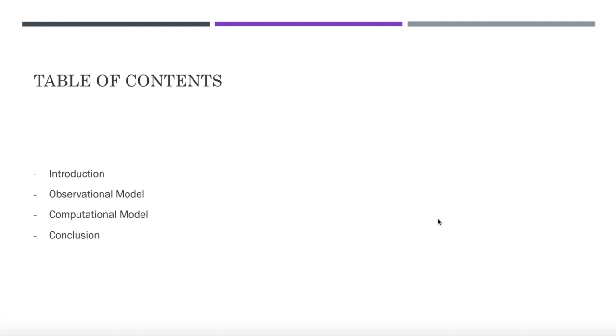So today we're just going to do a quick introduction to today's lab and then cover an observational model or experimental model, and then look at a computational model which is done through GlowScript code, and then we're going to conclude.